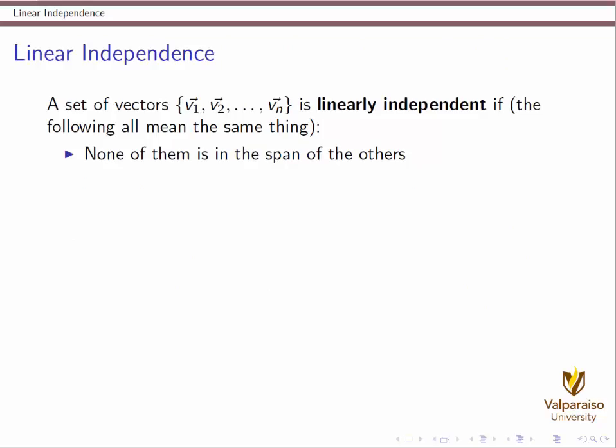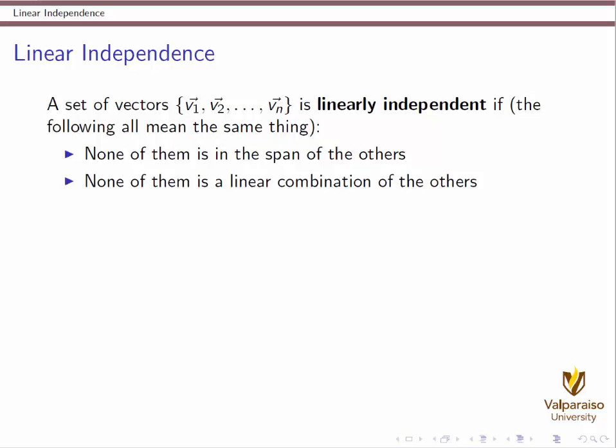So here is a pile of vectors. There's n of them. They could be geometric vectors or matrices or polynomials, any kind of vectors that we have in a vector space. We're going to list off several things that all mean the same thing, that all identify whether these things are linearly independent. The first hook we get into it is that the vectors are linearly independent if none of them is in the span of the others. Now we know what that means.